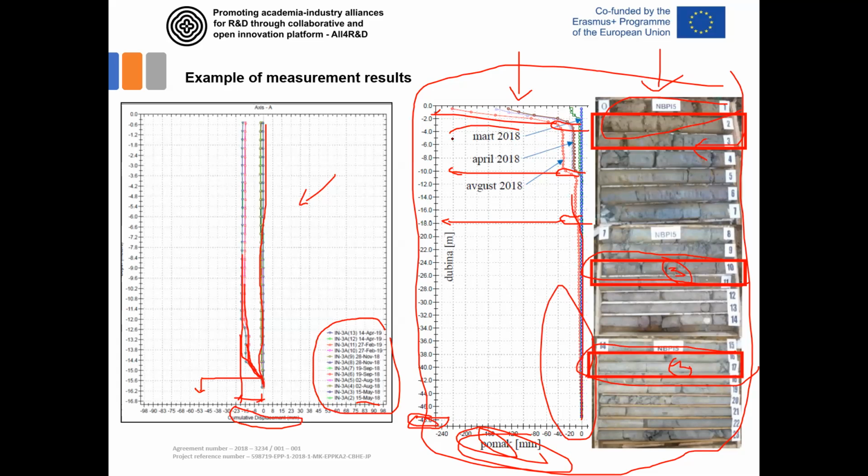From the period of March to August, so maybe some 6 month period, there was an increment of 10 millimeters at the top, and even 20 centimeter displacements occurred.